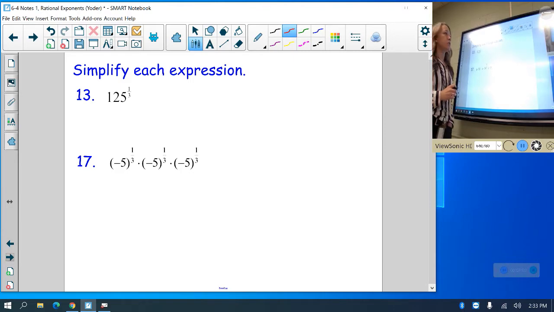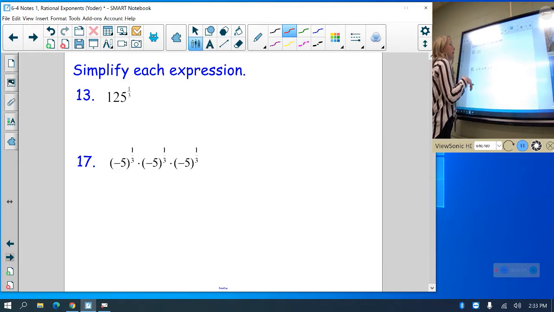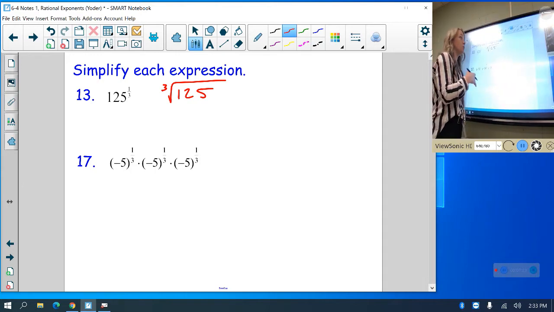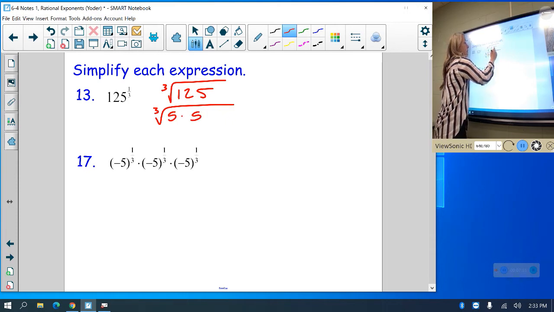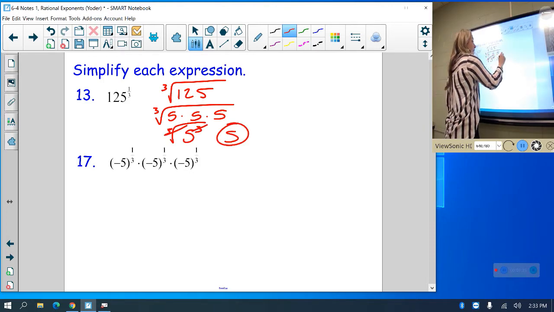Simplify each expression. So now we're going to use these to keep simplifying. So I have 125 to the 1/3, which is just the cube root of 125. If you know what the cube root of 125 is, you can just simplify that. If you don't, just break it down. So this becomes 5 times 5 times 5, which is 25 times 5, which is 5 cubed. Cancels out, this is just 5.